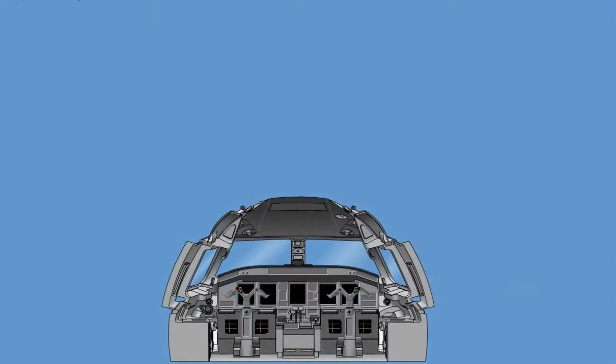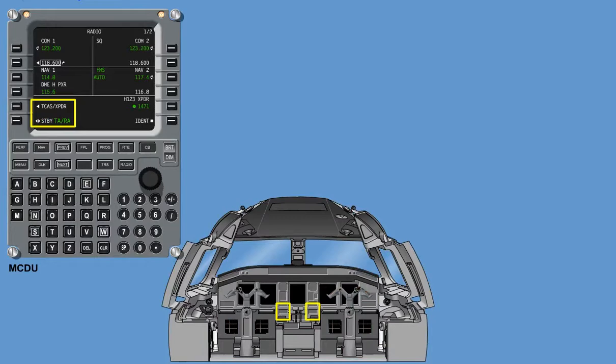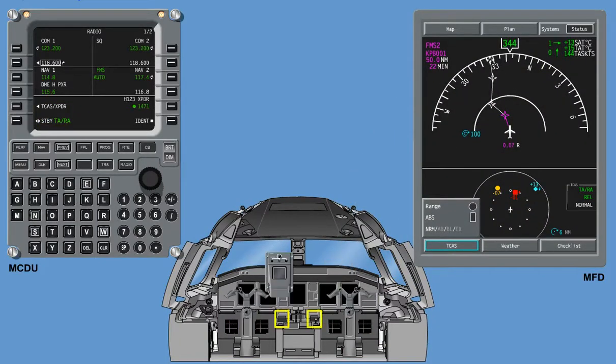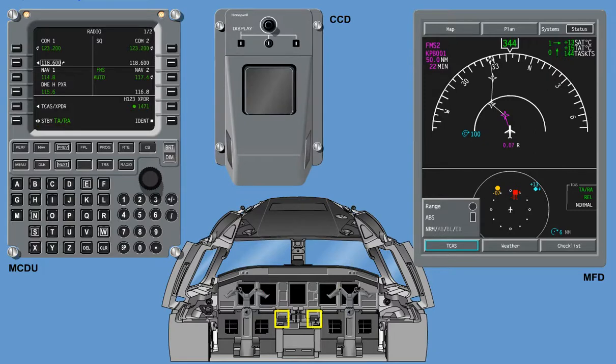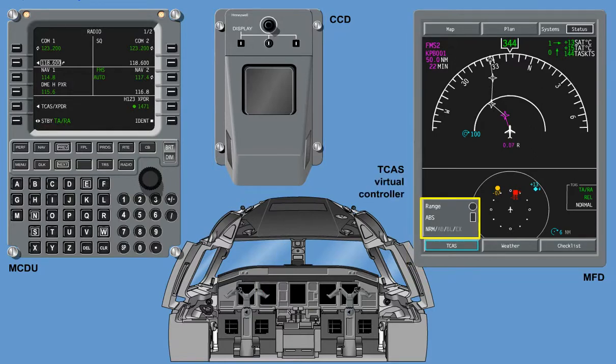In the cockpit, the TCAS modes are selected through the MCDU, and the TCAS functions are selected on the multifunction display by the cursor control device. The CCD and the multifunction display together make up the TCAS virtual controller.